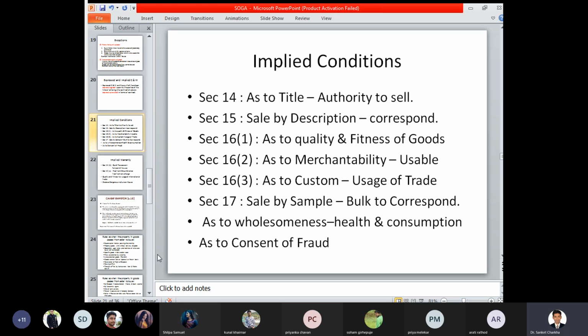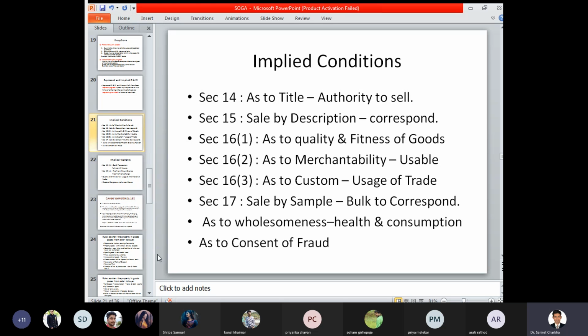So here, if any of these conditions is not fulfilled or complied with, then based on the implied condition you can repudiate the contract, which means you can cancel that contract, and you can also claim compensation and damages.